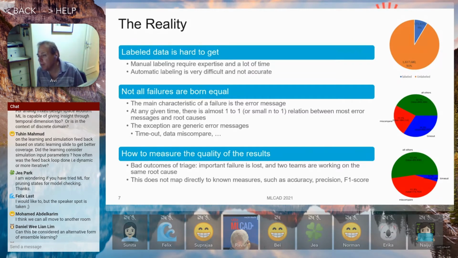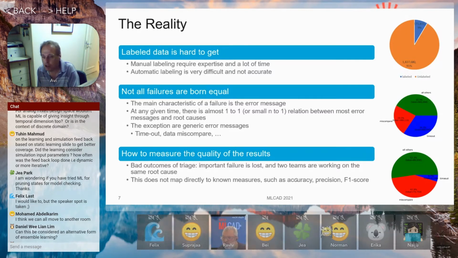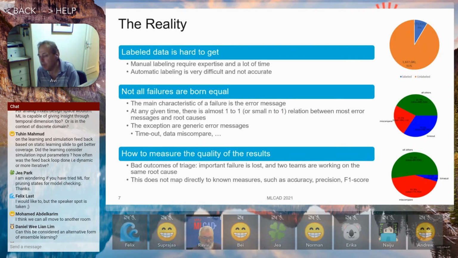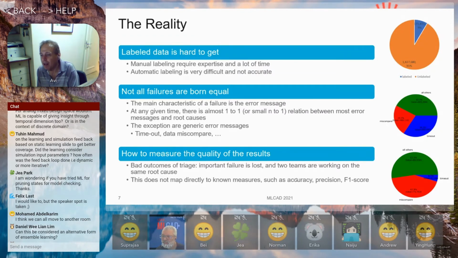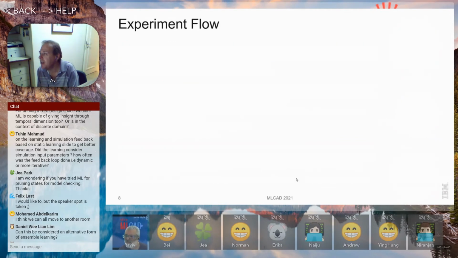They are not easily mapped to a measure that we know, like accuracy, precision, and so on. The other thing is what number is good enough, even if, let's say, we use F1 score. Is 80%, a 0.8 result, good, or whatever? So this is the reality.